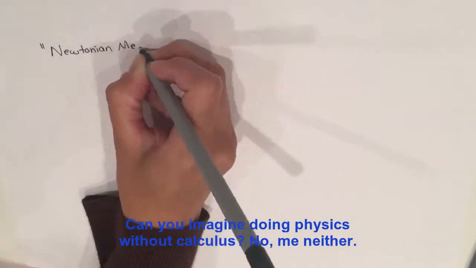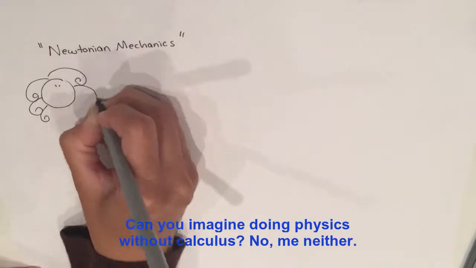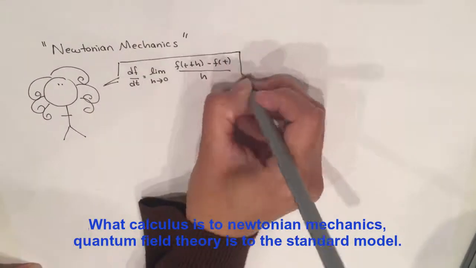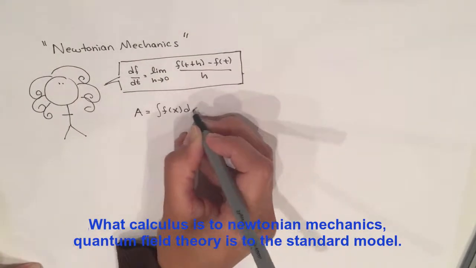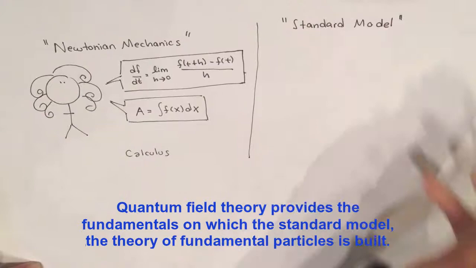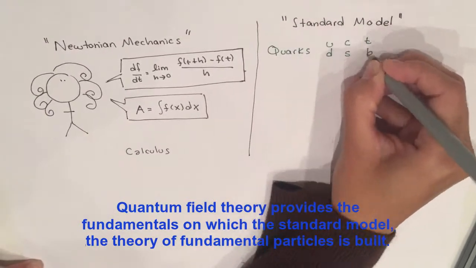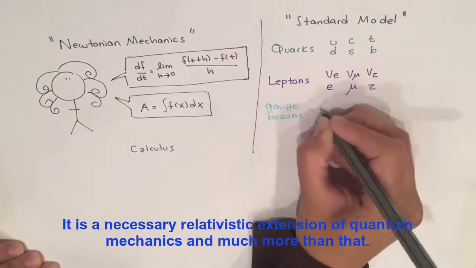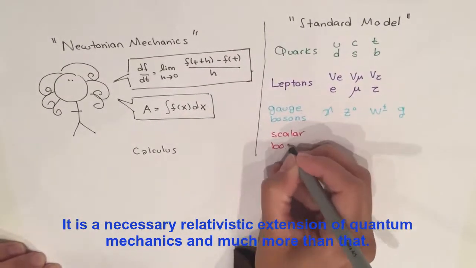Can you imagine doing physics without calculus? No, me neither. What calculus is to Newtonian mechanics, quantum field theory is to the standard model. Quantum field theory provides the fundamentals on which the standard model, the theory of fundamental particles, is built. It is a necessary relativistic extension of quantum mechanics and much more than that.